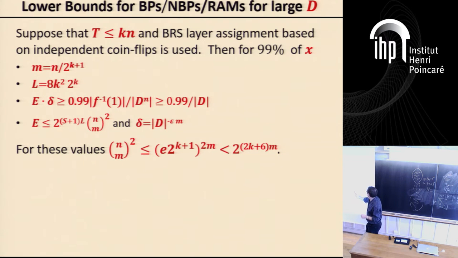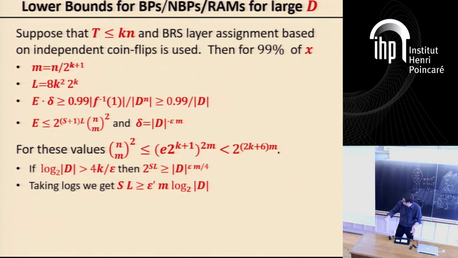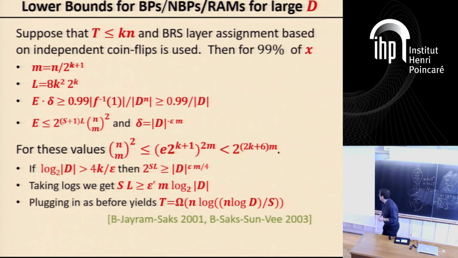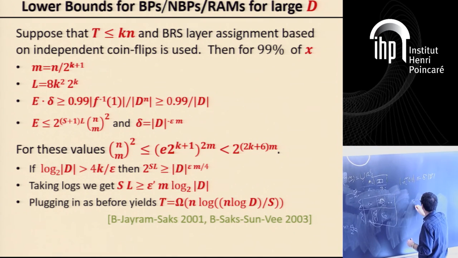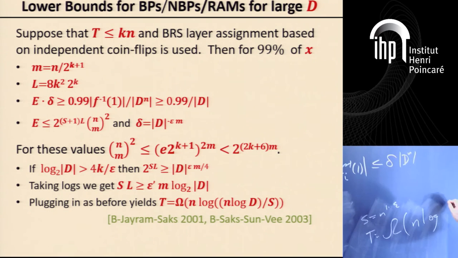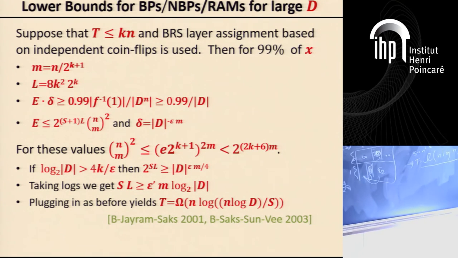so that gives you the 2 to the k, so you get a 2 to the k m. And if your coordinate size is sufficiently big, like 4k over epsilon, then 2 to the sl, when you plug all this in, has to be relatively large compared to your domain size, taking logs. S times L is big, and plugging it in, you get a time equals basically n log n over S. So essentially the same kind of bound that we were able to prove for oblivious branching programs. So if S is n to the 1 minus epsilon, you get T is omega n log n, for these functions like Hamming distance, delta, and so on.